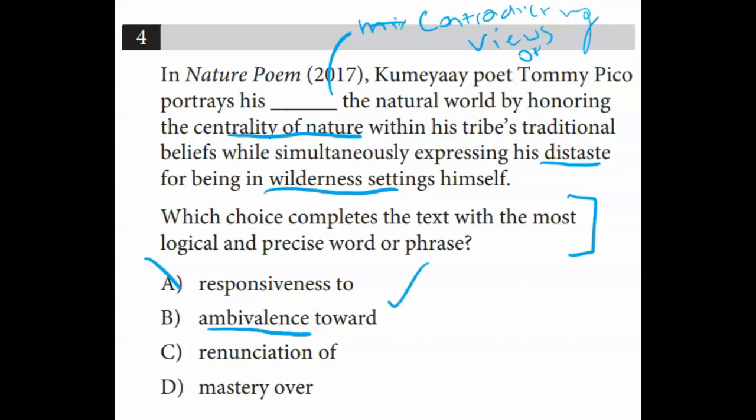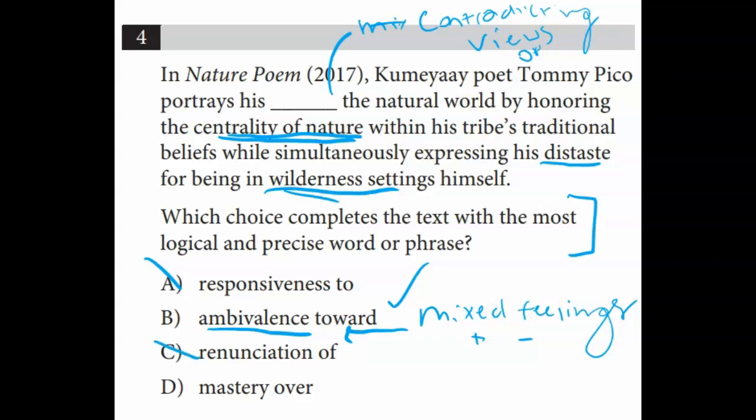Okay, that's very likely it. Ambivalence means mixed feelings. You don't really know whether you like something or not. There's some positives, there's some negatives. That's more what ambivalence means. And that also fits with contradicting. So you have mixed feelings. You have, well, I kind of like it, but I kind of don't. Those views may contradict each other. They don't have to, but it is very similar to contradicting views, and it is expressed with his centrality of nature and distaste for wilderness. So B is a likely answer.